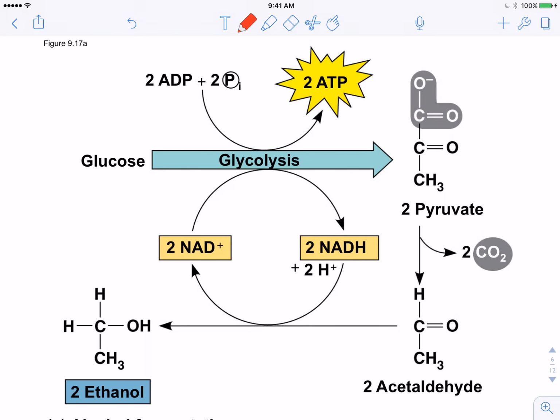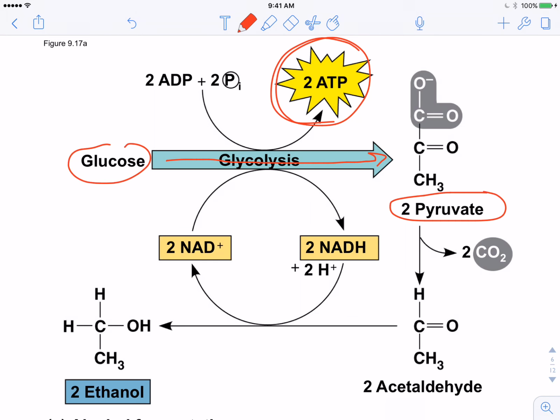So here we have glucose going through glycolysis and yielding pyruvate. Over the course of that process, we get a net of 2 ATP produced, and we also consume 2 NAD+ and produce 2 NADH. So if there's no oxygen, we have to regenerate that NAD+ so that glycolysis can continue. So if there's no oxygen, pyruvate is not transported into the mitochondria, but it goes through this process of alcohol fermentation.